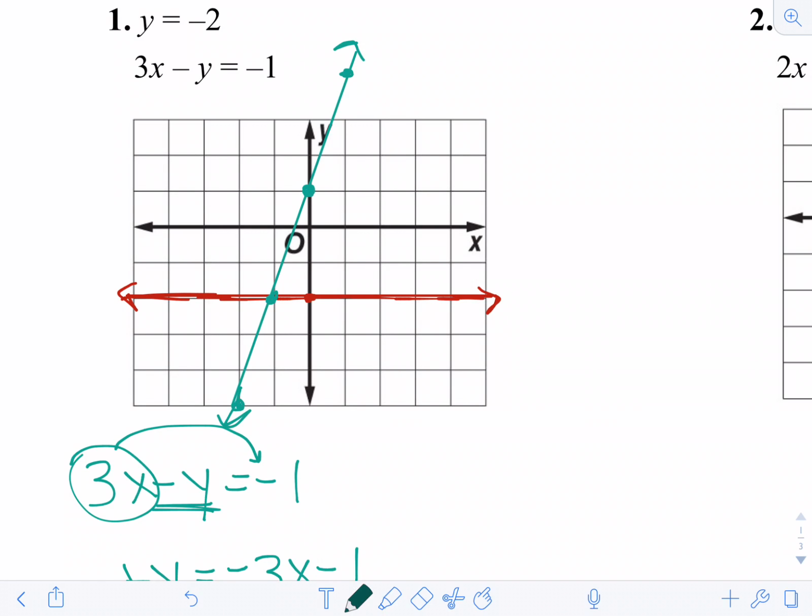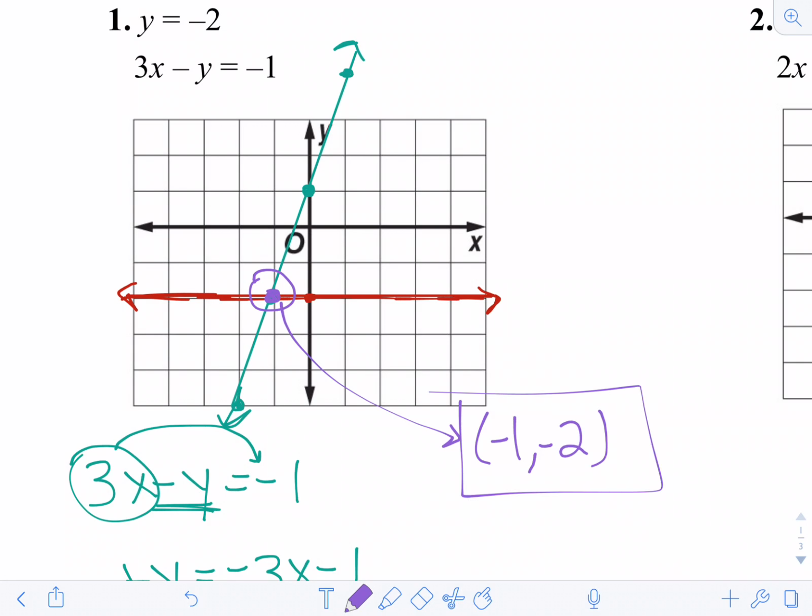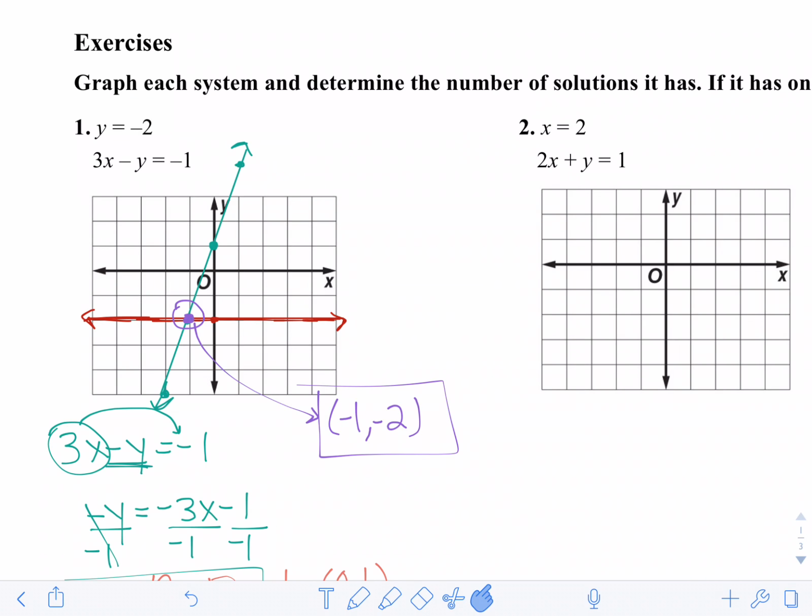So now what you want to do is find where your two lines intersect. Well, my two lines intersect right here at this point. I'm going to go ahead and circle that. I'm just going to draw an arrow over here, and that point is at -1, -2. So my solution for these two lines right here is at -1, -2. And that's it. That's all that you have to do.